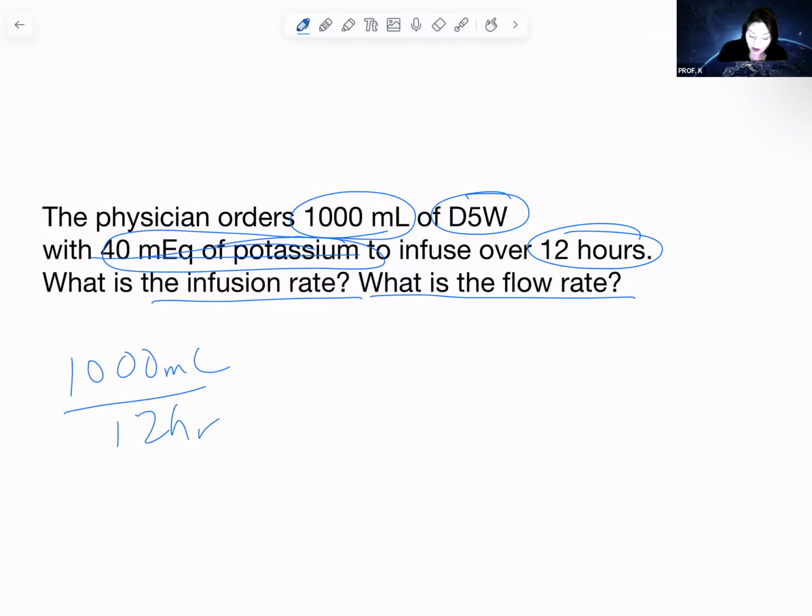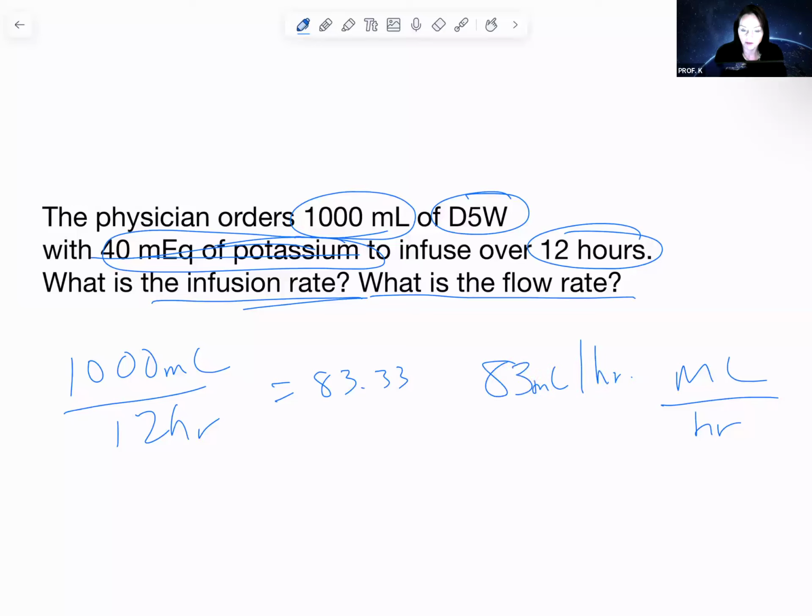I don't care about the strength. It didn't ask me about the potassium medication or how much milliequivalents I'm giving. It's asking me flow rate. So if I don't have a drop factor or anything like that, it's milliliters an hour. So it's 1,000 milliliters divided by 12. Is it 12? Oh, yeah. It'll come out to be 83.33. 10 and up, we round to the whole number. That's 83 milliliters an hour. All right, so that's a pump. So let's move on to not a pump.